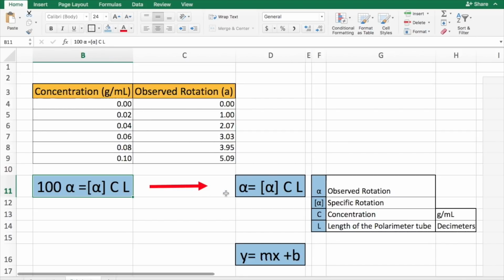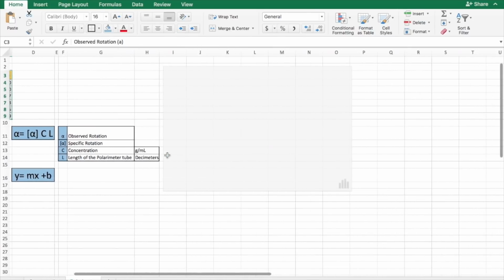If we manipulate this equation by eliminating 100, this equation can be more useful for this experiment. Now concentration can be measured in grams per milliliter, and the length of the polarimeter tube would still be measured in decimeters. Here you have a column for the concentration and a column for the observed rotation. We need to make a graph and add a trend line.